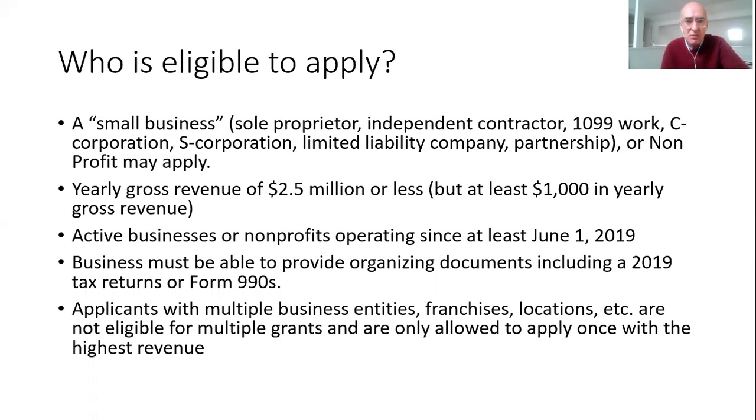Two other things you need to note in terms of your eligibility. You must be able to provide a 2019 tax return or a Form 990 to evidence who you are as a business. If you're a business owner with multiple entities, 2 or 3 businesses spread in different locations, you cannot apply each time under each business. You're only allowed to apply once, on the basis you're applying with the business that generates the highest gross receipts. And so long as that highest gross receipts total remains under $2.5 million, you're eligible to make the application.